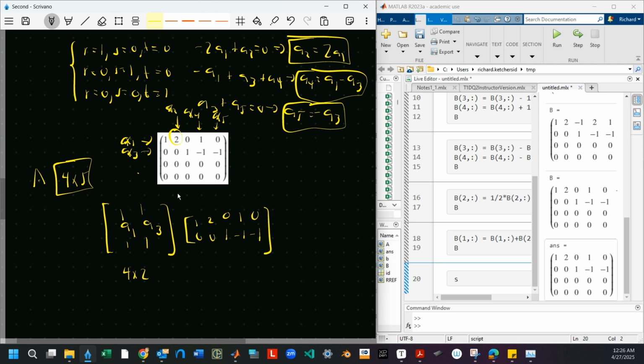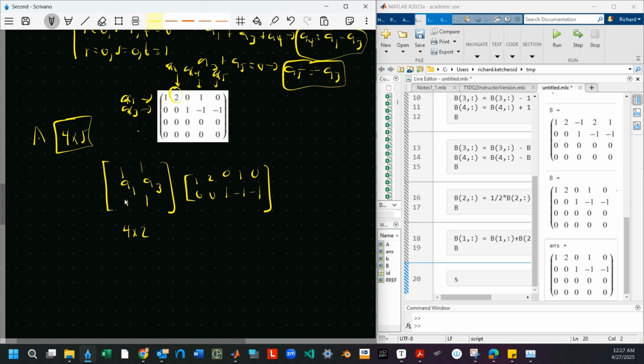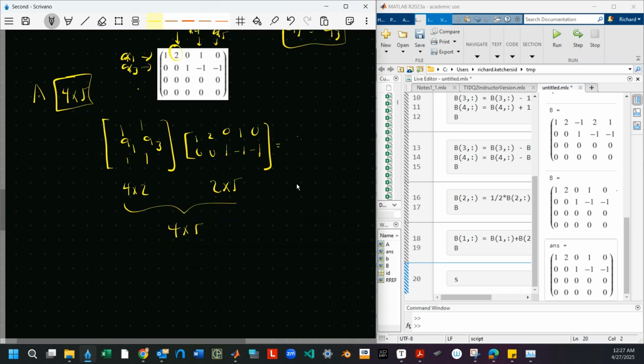So these are just the non-zero rows of the reduced echelon form. These are just the two columns of A that correspond to the pivot columns, A1 and A3. What these relations tell me is that when I multiply this matrix out, I get exactly A back. So when I multiply these things, it's going to be a 4 by 5 matrix. And what I get out in the end is exactly, I guess in some sense I'm jumping the gun.